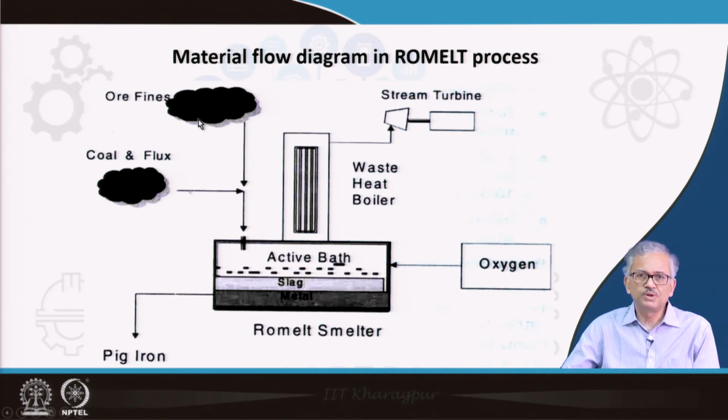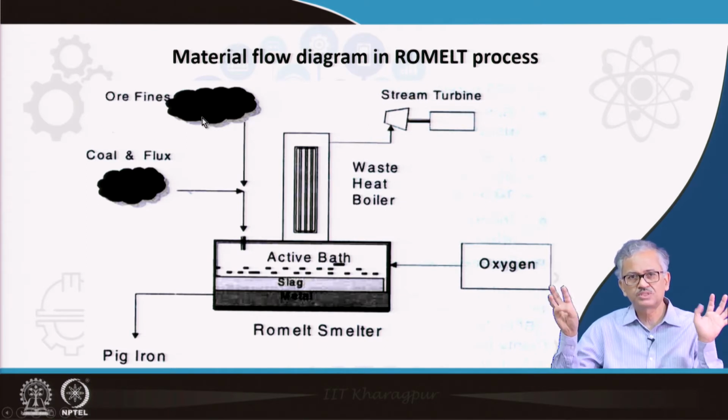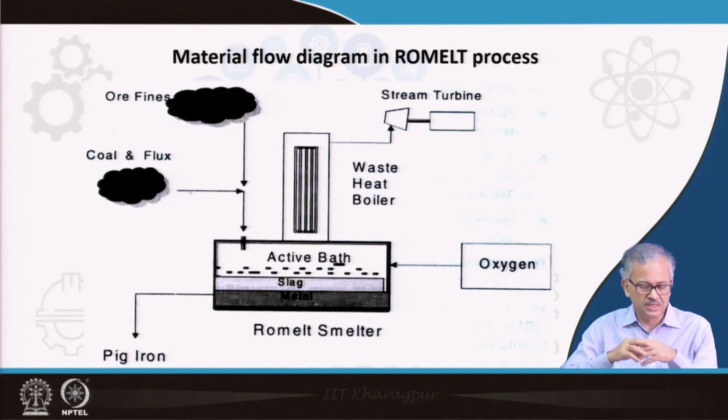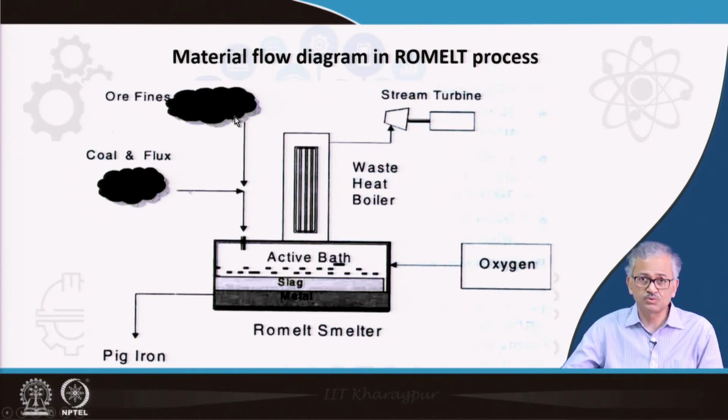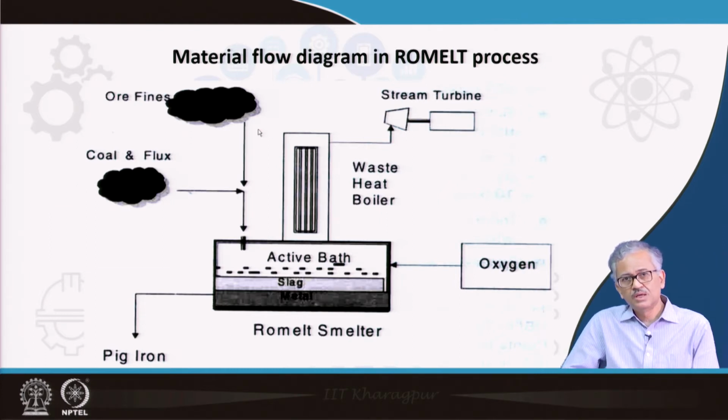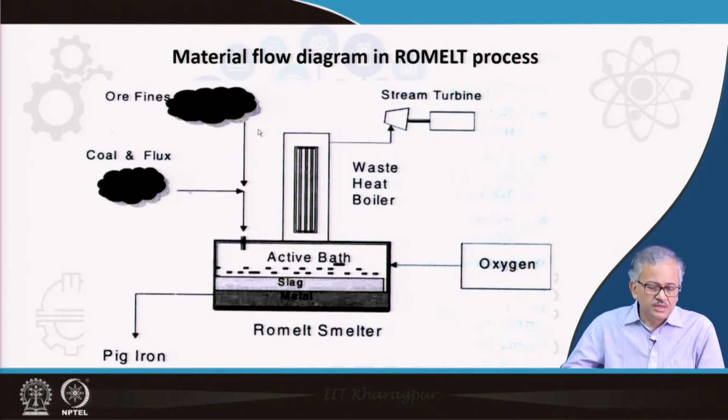In case of the Rommel, you can use any kind of iron bearing waste material. In a two stage process there is some restriction, but in the single stage you don't have any restriction. You can use any kind of iron bearing waste material. That's why this single stage smelting reduction process cropped up, because of utilizing the iron bearing waste material from the plant. So it is not only the iron ore fines.